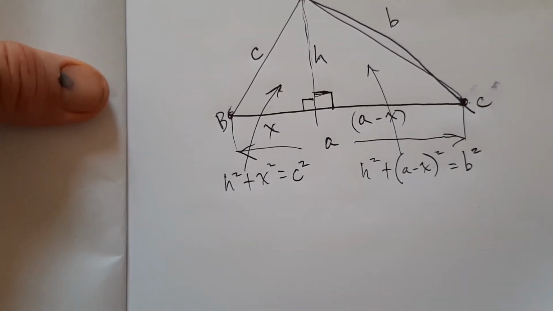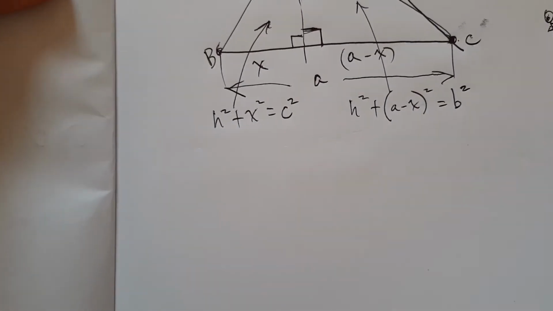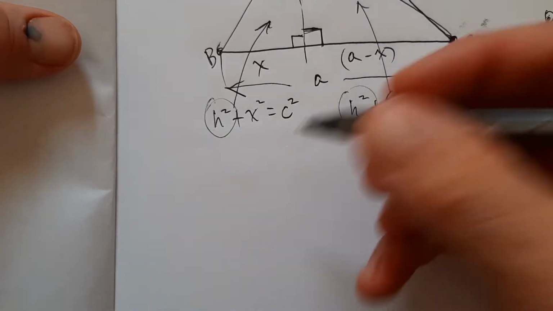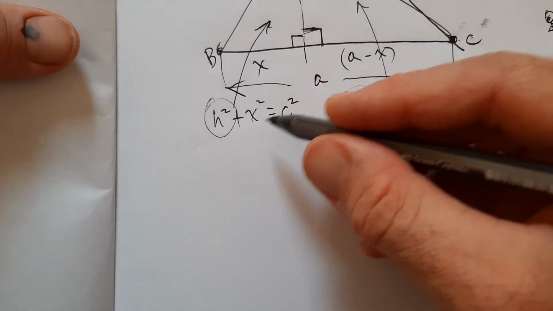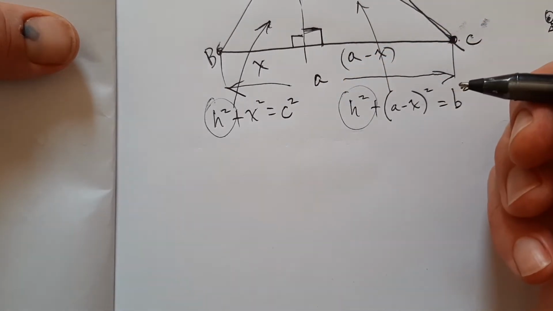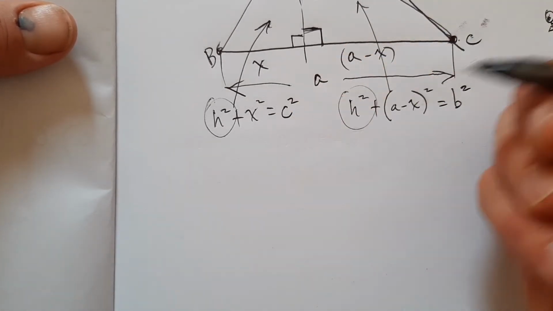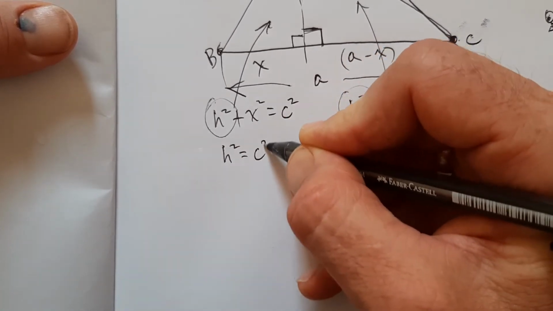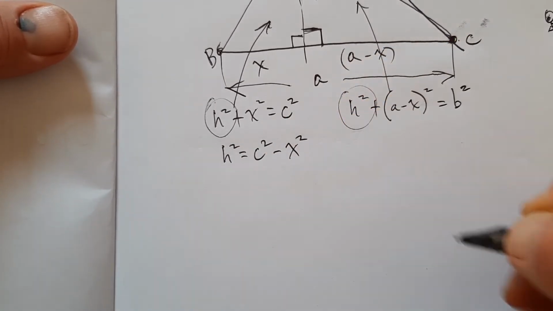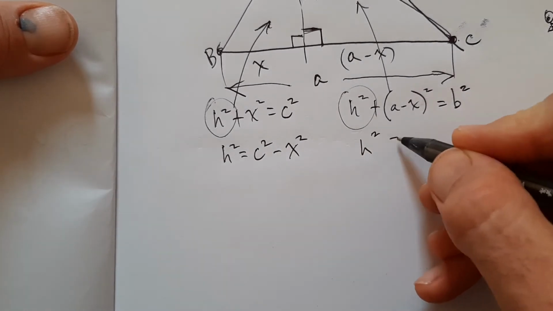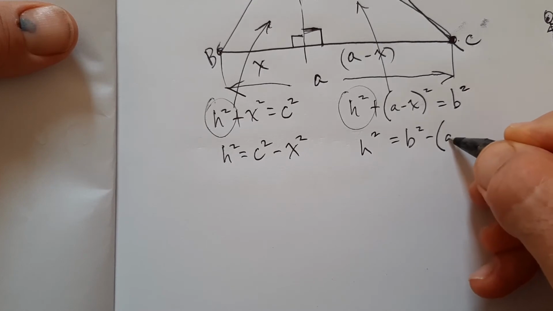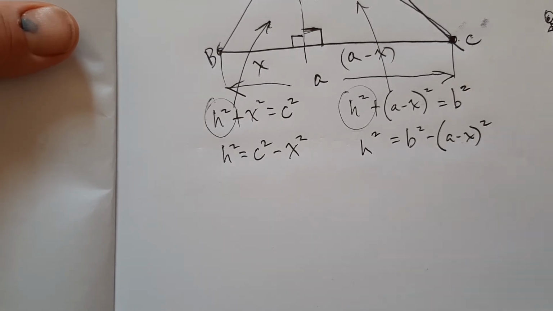Okay, so we see that in these two equations, we have one variable in common. So let's set both of them equal to h, and then we can set them equal to one another. We use this trick all the time. h squared equals c squared minus x squared. h squared equals b squared minus (a minus x) squared.